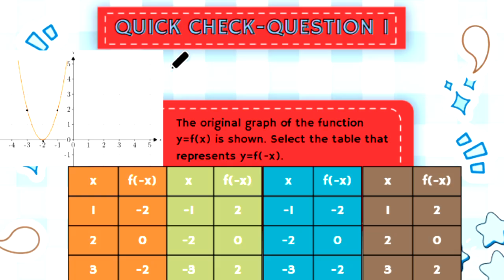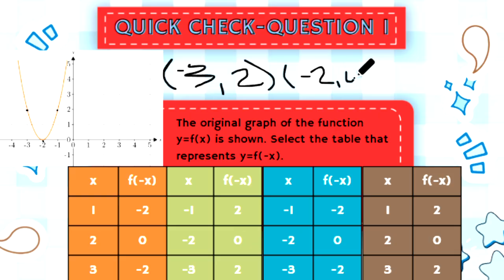negative 3, 2. I will tell you this much. Negative 3, 2. This is our original. Okay. Our next one is negative 2, 0. And our last one is negative 1, 2. Okay. One of these sets, either the x or the y changes and the other one stays the same. Figure out which table is the correct one.